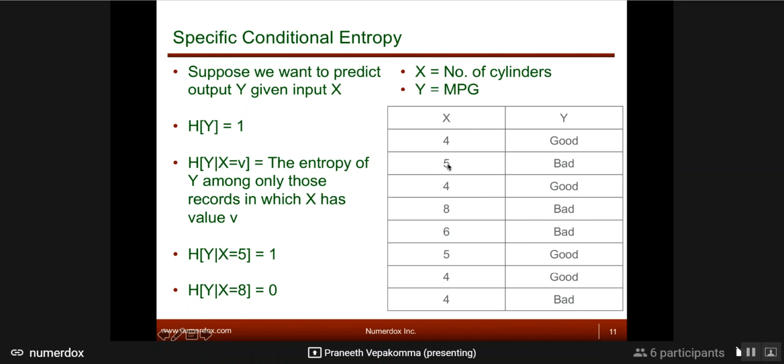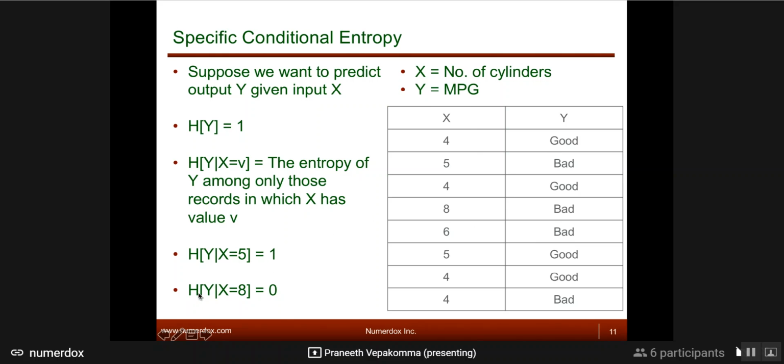So in your records, let's do this carefully, 2 records have 5 cylinders, one record has good, one record has bad, which means it is still very hard to predict. If I tell you it has 5 cylinders, it will not always be good or always be bad. It is still equally likely to happen. So then the entropy is the highest, so that's why it is 1.